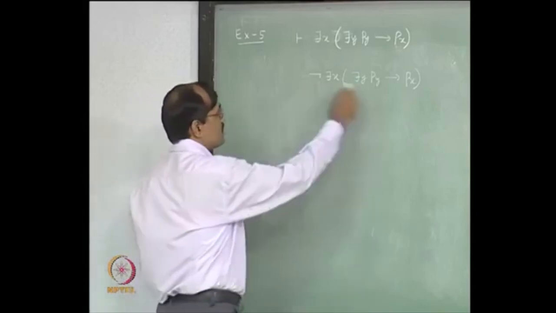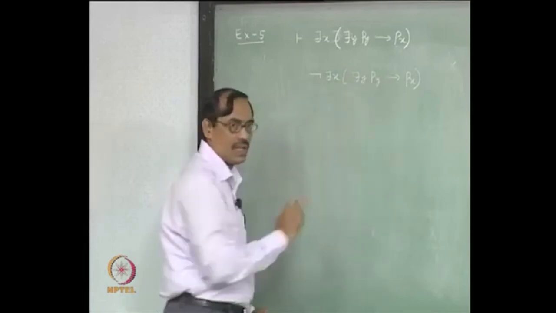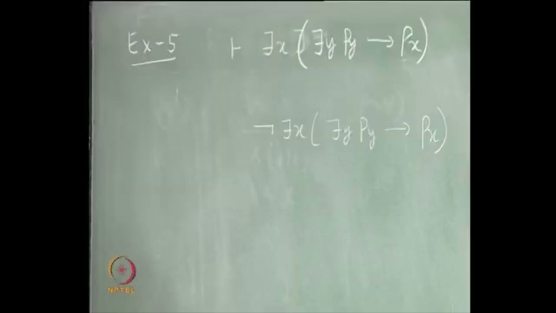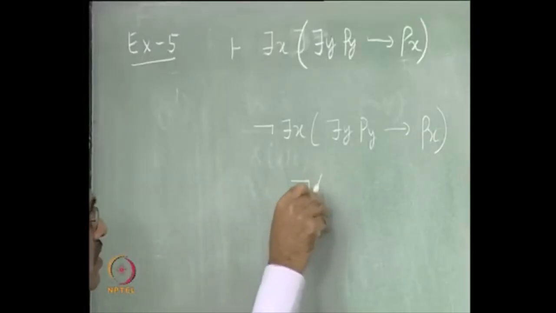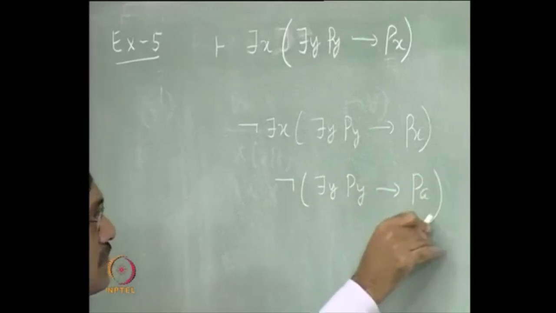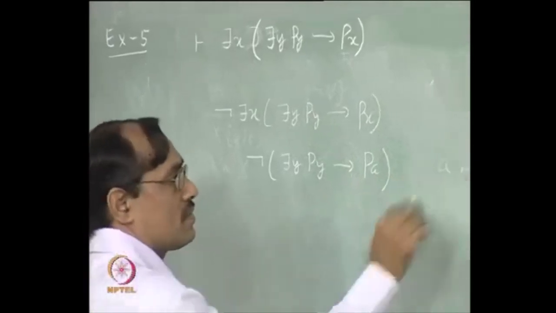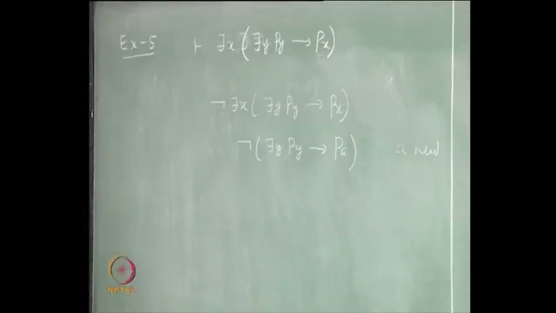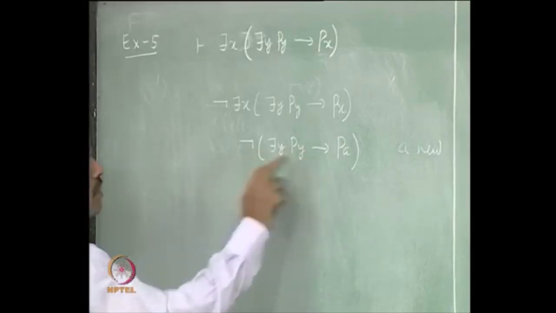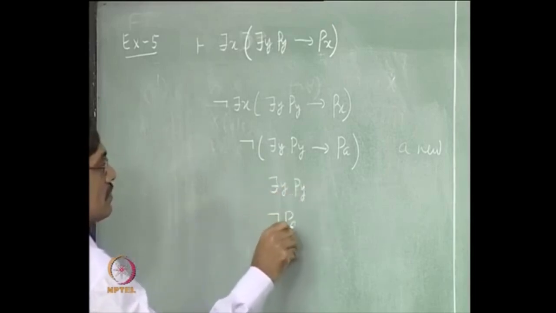Now in the tableau, what we do is start with the negation of this. Then it is not, not implies, that is not applicable now. It is not, there is. Okay. So we take not there is y P(y) implies say P(a), a is a new constant. Any t can be taken, let us write a. Now not implies is applicable, so that gives there is y P(y) and not P(a).